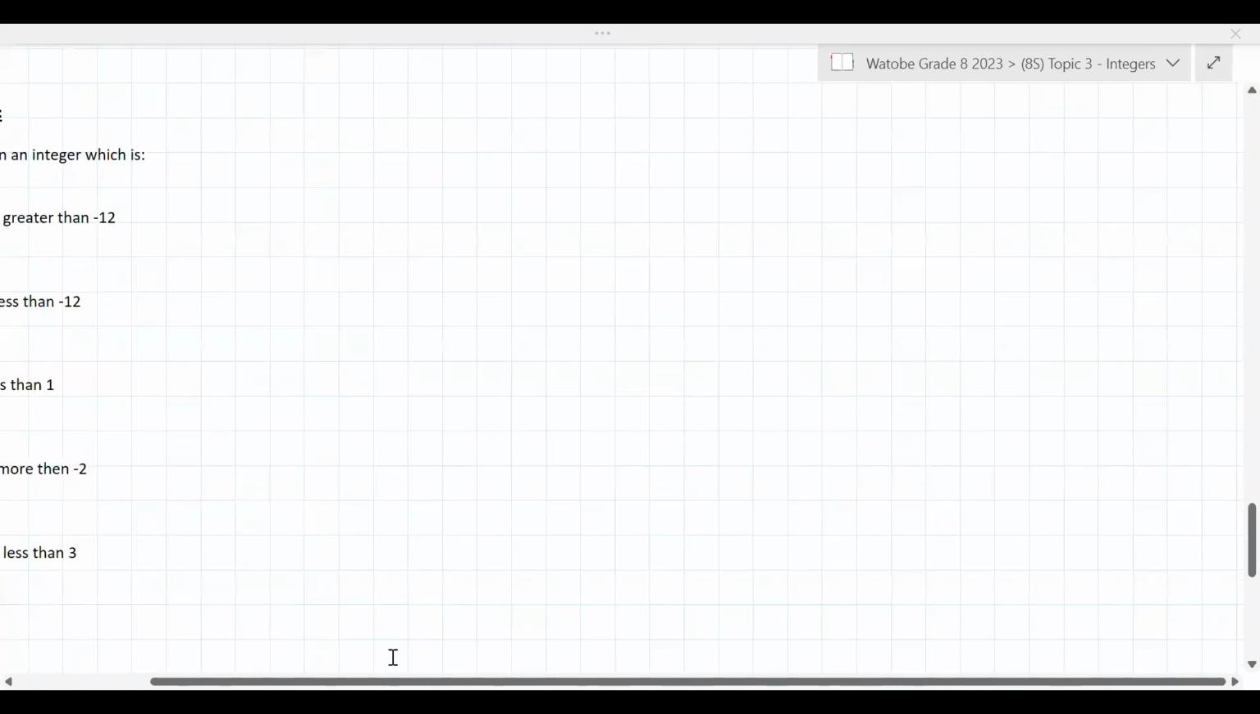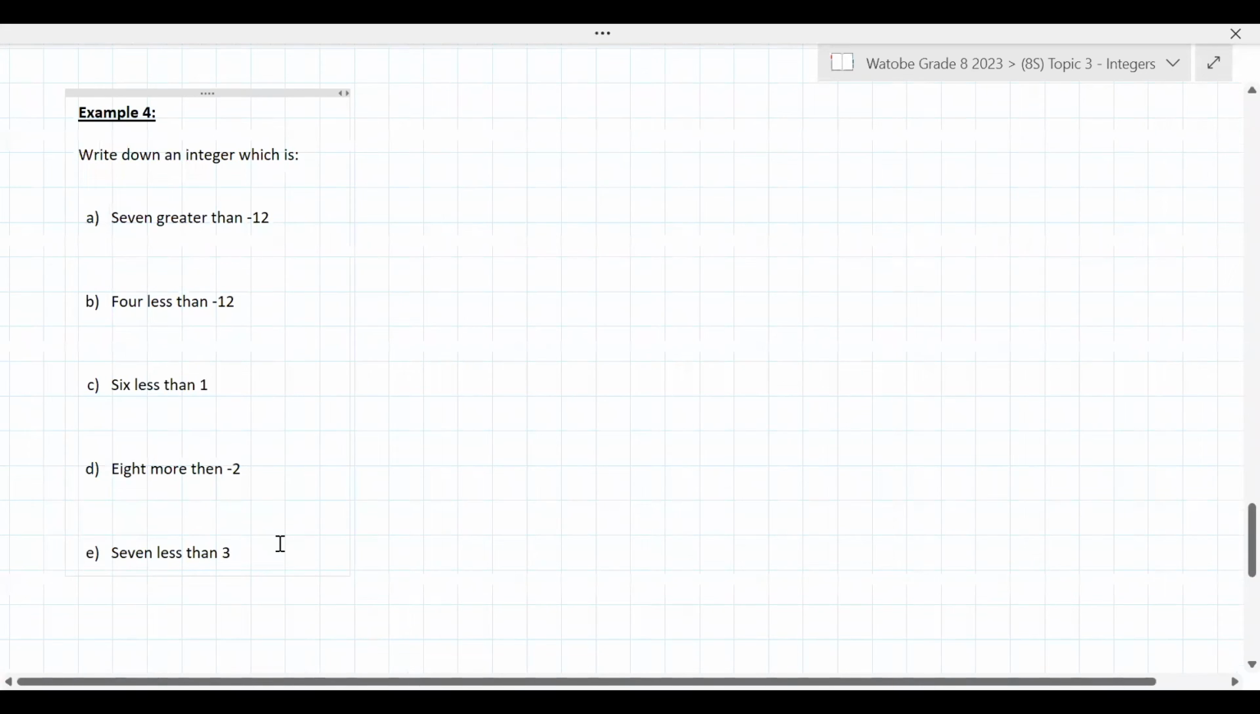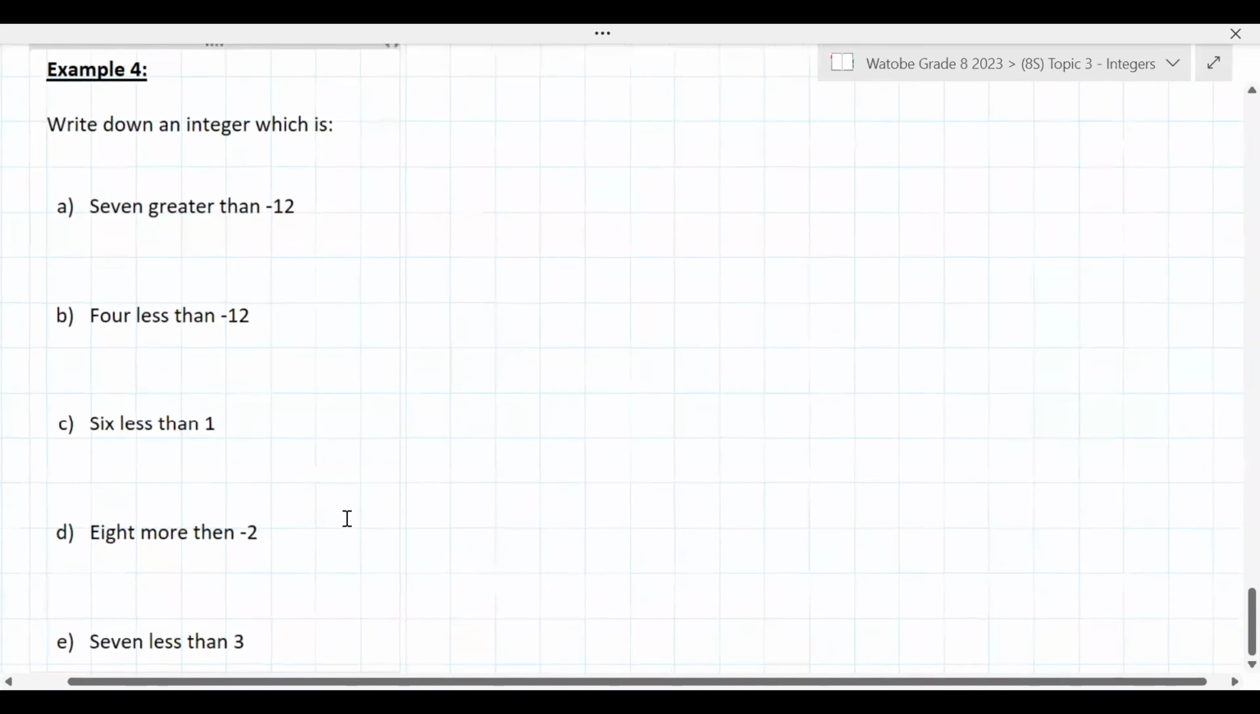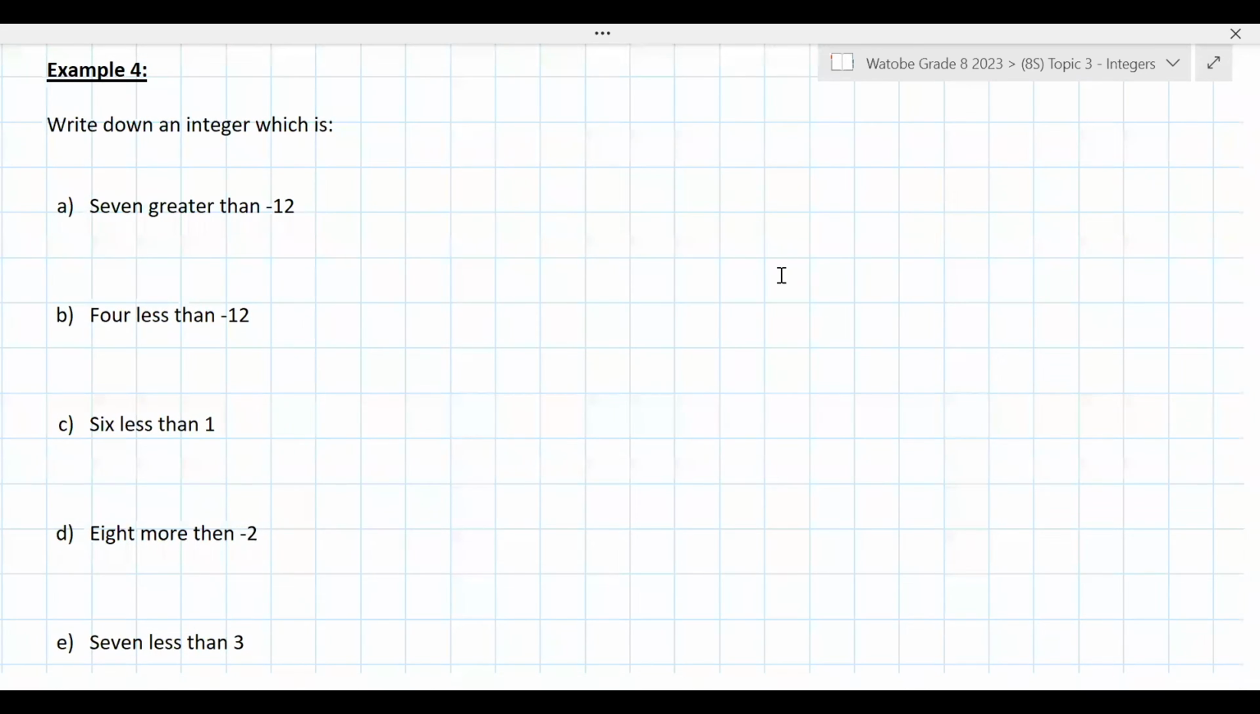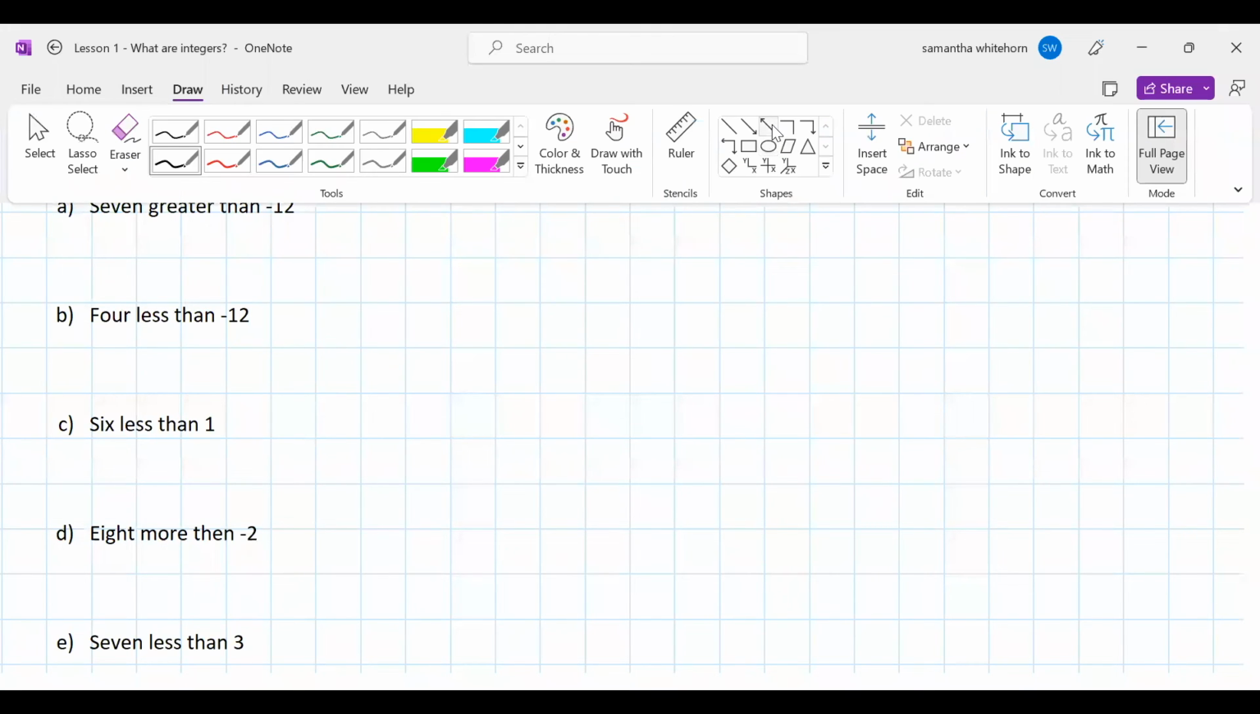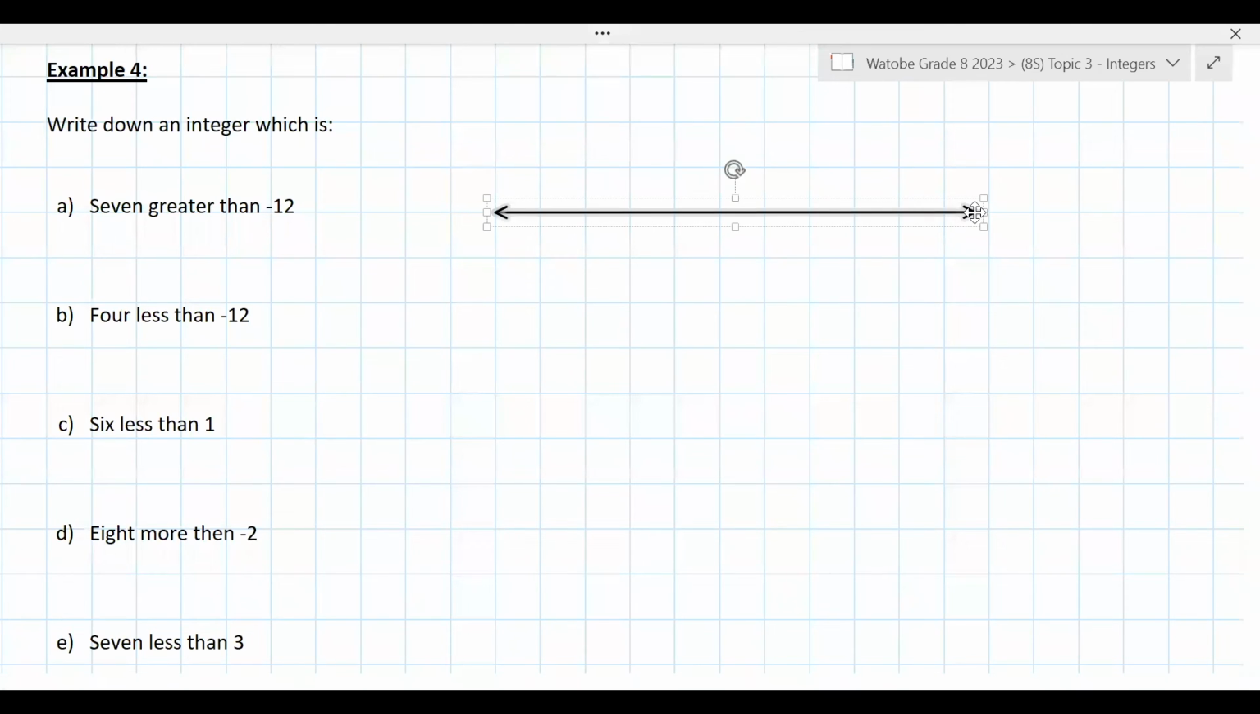Alrighty, so let's have a look at example 4 here. Example 4 is asking us 5 different questions where we need to figure out an integer that would be true for the scenario that we're working with. Again, I'm going to draw a number line. You don't have to draw a number line. I find it useful. But let's see if our number line can help us answer these questions.